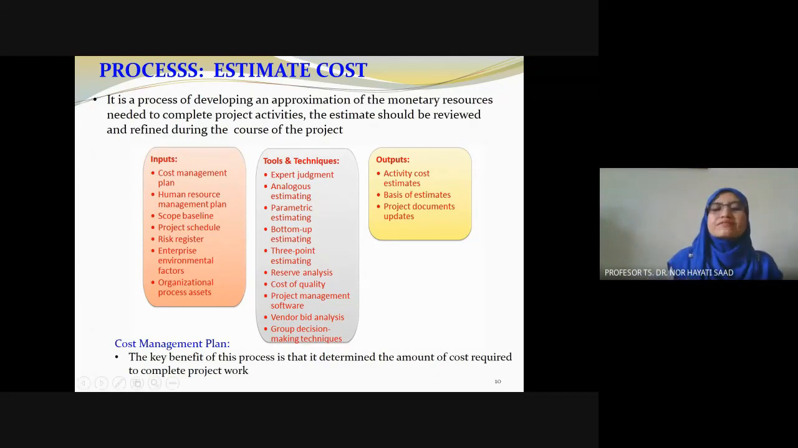So reserve analysis is how we reserve throughout the project cost, from the cost baseline until we get some estimation later. I will show you later how we calculate the budget. This is reserve analysis under budgeting.